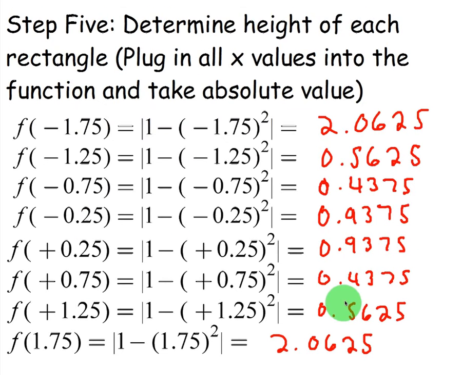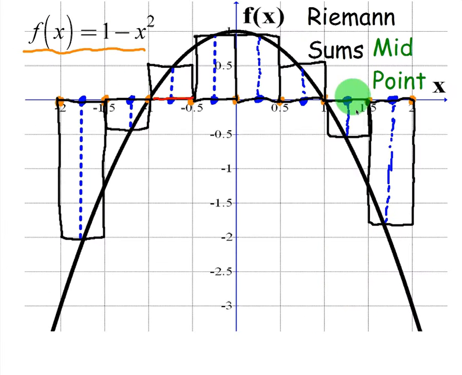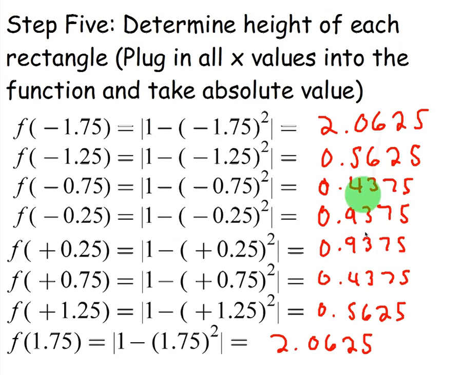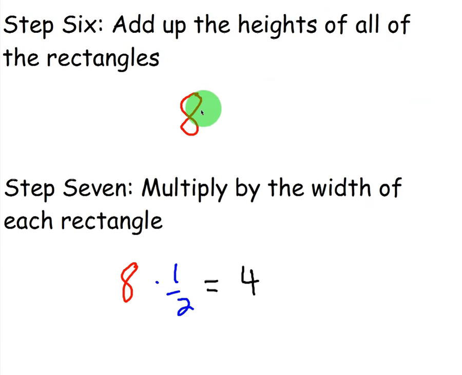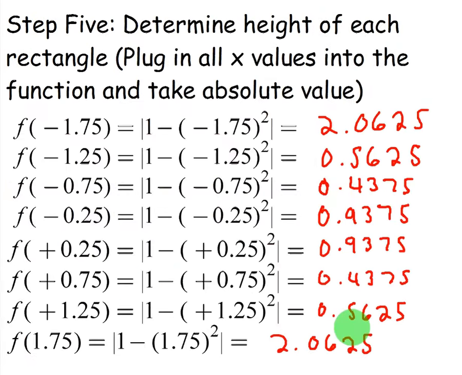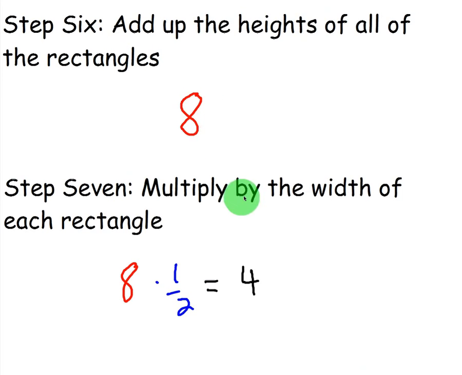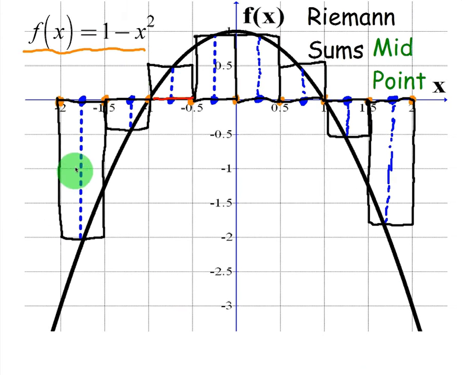So for step 6, once we figure out the heights of all of these rectangles, these midpoints, which are these blue lines, we can add up all those heights and we actually get 8, even though these are all decimals. And then step 7, we're going to multiply by the width of each rectangle. So we're multiplying by that GCF, which is 1/2, and again we get 4. We get the same exact number we got for left and right point. But again, a lot of that has to do with the fact that the graph is symmetrical. So that's it for midpoint.